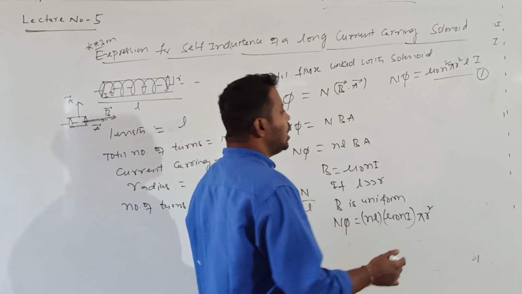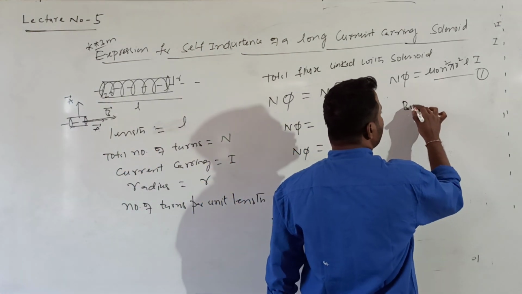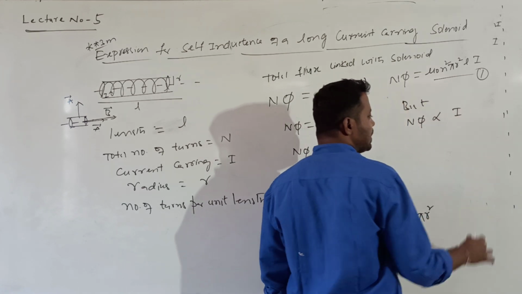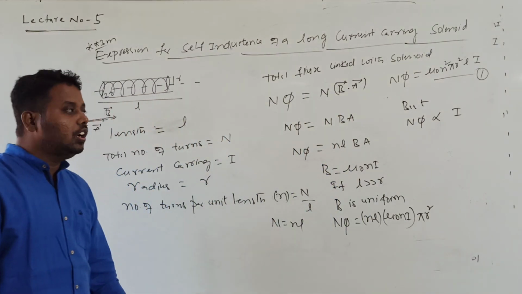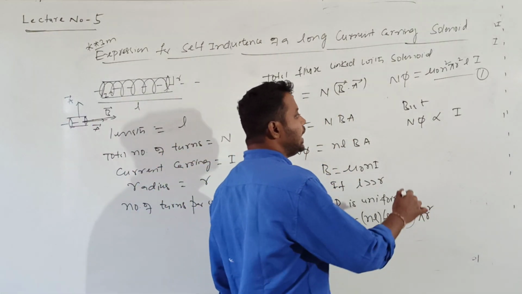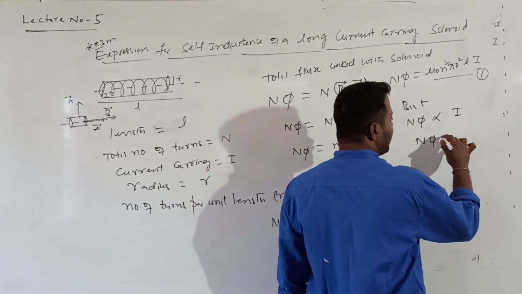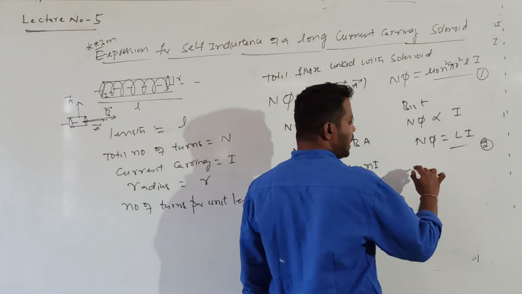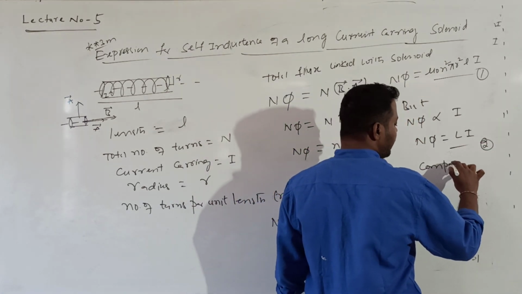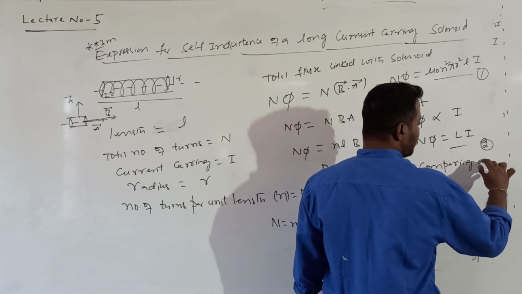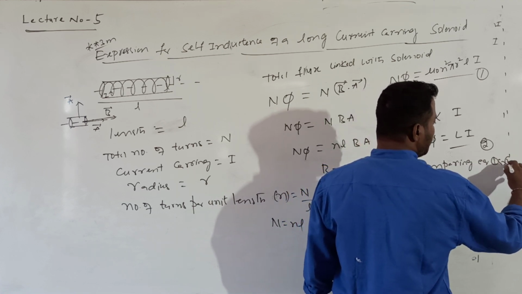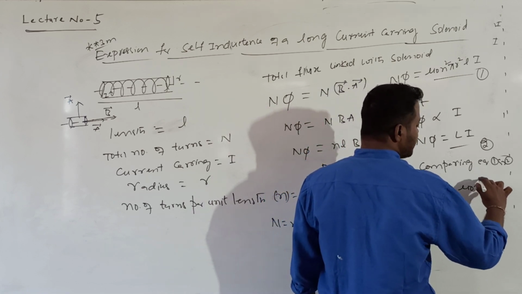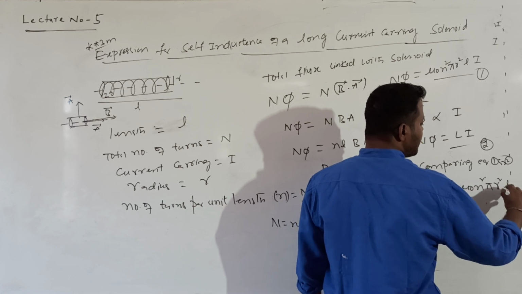Okay? Now we know that the total flux linked with the solenoid is directly proportional to the current passing. Just now we discussed this. Total flux is directly proportional to current passing. So N phi will be equal to L I. Let me call this equation 2. Comparing equations 1 and 2, what do I get? L is equal to mu naught n square pi r square L.